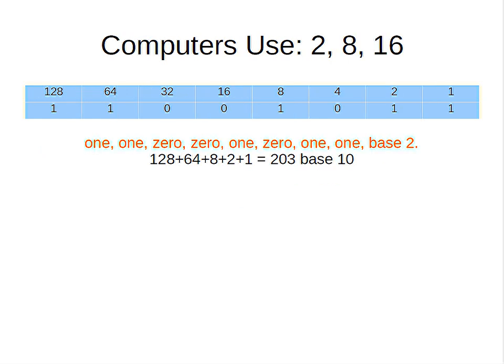Computers use 2, 8, and 16. Most commonly, at least in numerical computing, we're only going to use 2 and 16. So we can kind of forget the 8, but it's good conceptually to build us up there.